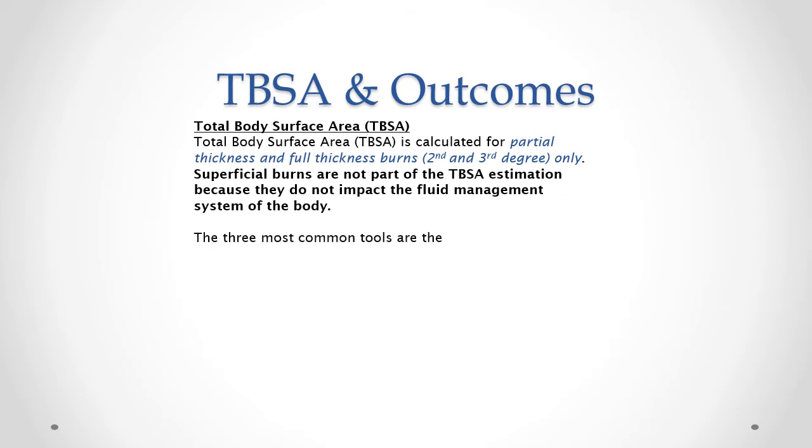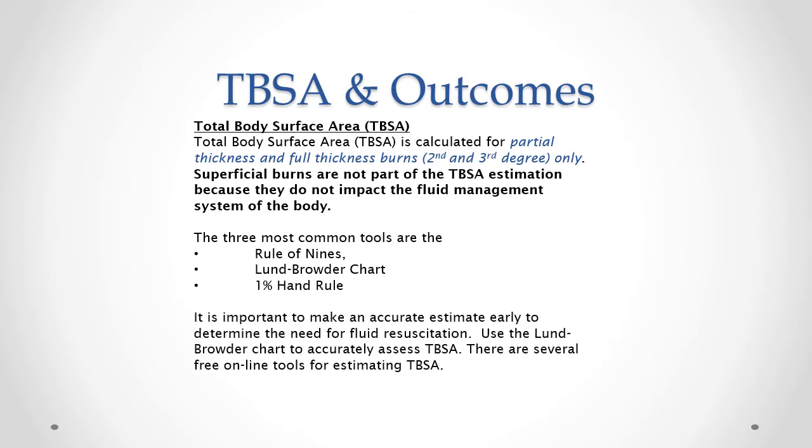The 3 most common tools for estimating TBSA are the rule of 9s, the Lund-Browder chart, and the 1% hand rule. When we look at the 1% hand rule, we're looking at the burn patient's hand size and not ours. And it is important to make an accurate estimate early to determine the need for fluid resuscitation, because we start fluid resuscitation at the TBSA of 20 or greater.